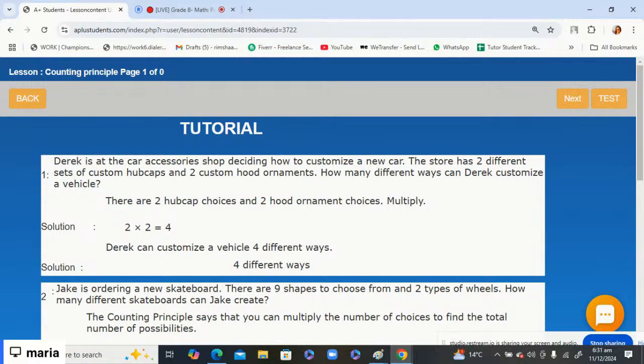So, here are some questions. Derek is at the car accessories shop deciding how to customize a new car. The store has two different sets of custom hubcaps and two custom hood ornaments. How many different ways can Derek customize the vehicle? There are two hubcap choices and two hood ornament choices. We just multiply, and that gives four different ways. This is basically the counting principle.